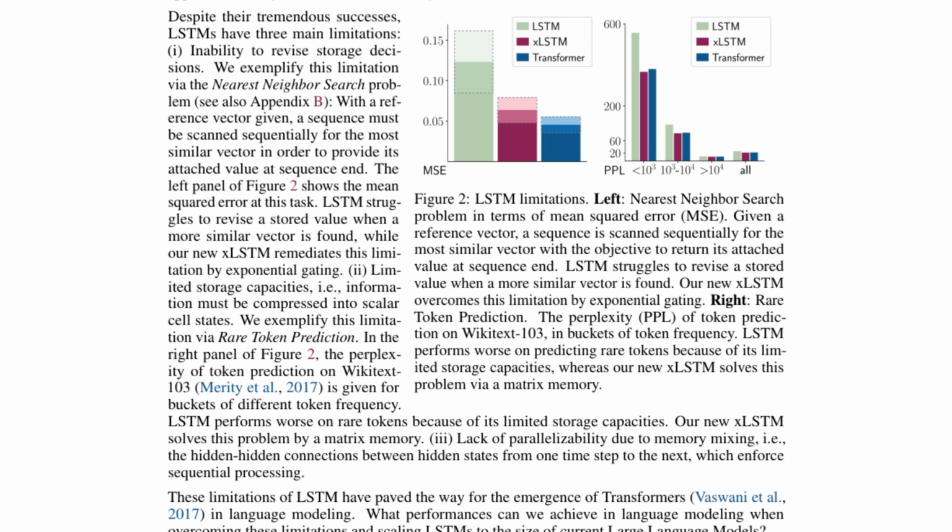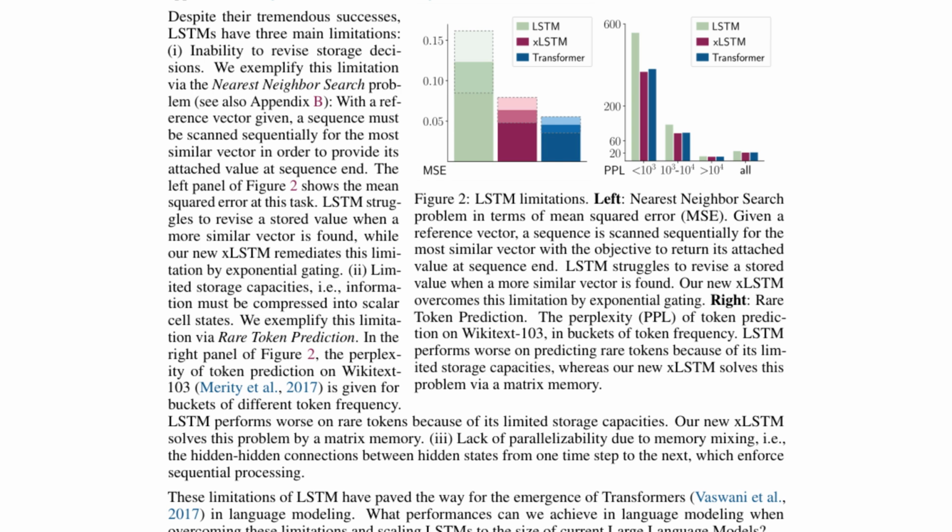Right. Rare token prediction. The perplexity, PPL, of token prediction on Wikitext-103 in buckets of token frequency. LSTM performs worse on predicting rare tokens because of its limited storage capacities, whereas our new xLSTM solves this problem via a matrix memory. Despite their tremendous successes, LSTMs have 3 main limitations.